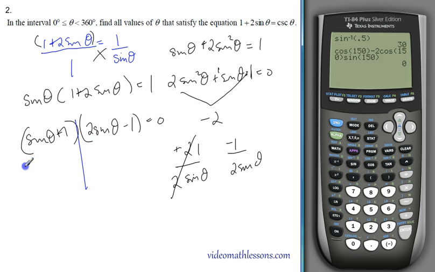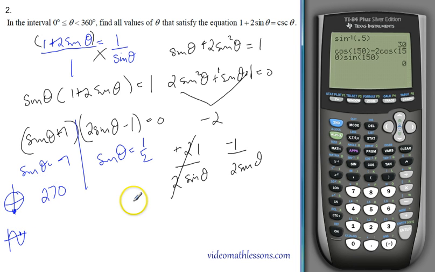Draw the line down the middle. Sine theta equals negative 1. And move things around. You're going to get sine theta equals a half. Well, let's take care of the negative 1 first. If I use the unit circle or the sine curve, I'm looking for this position here or this position. So the sine negative 1 is 270.